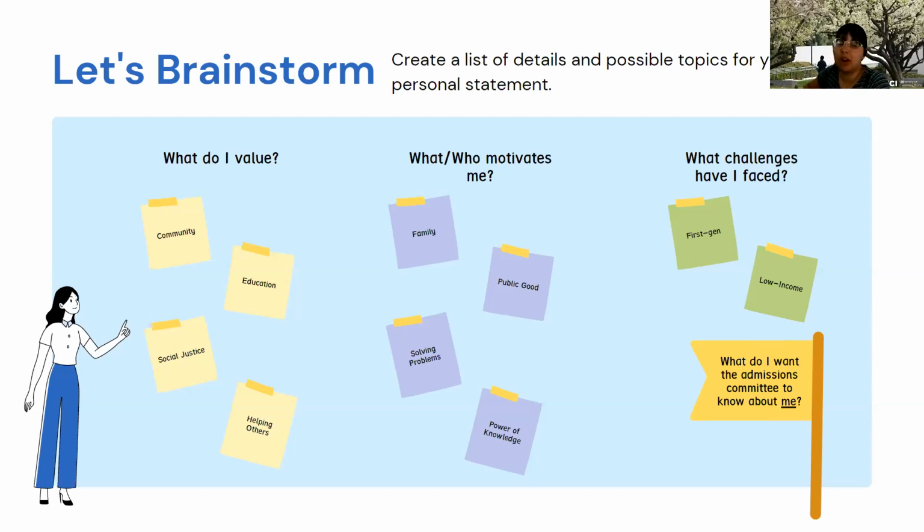So these are all specific examples that you can provide to answer that question. What do I value? The second question to reflect on is, what or who motivates me? So perhaps you just have this love of learning.